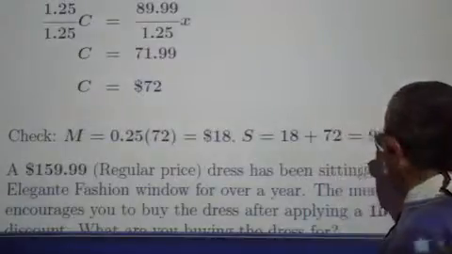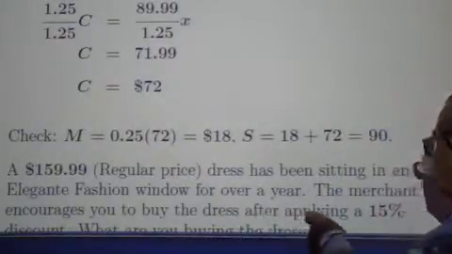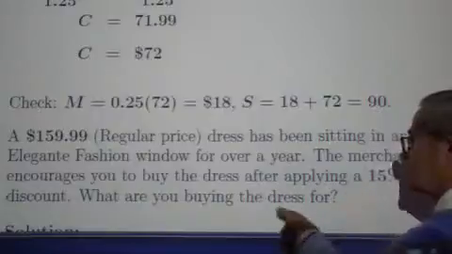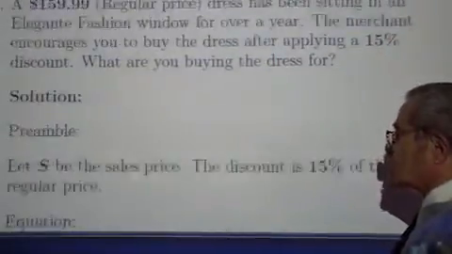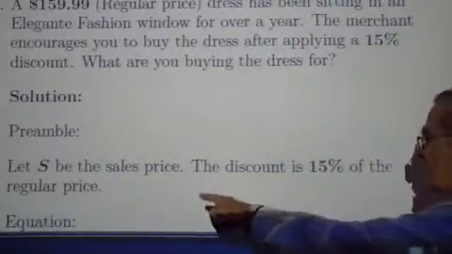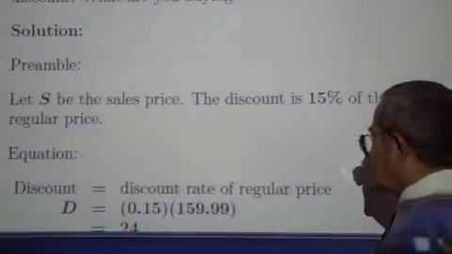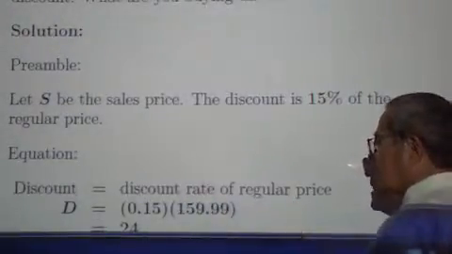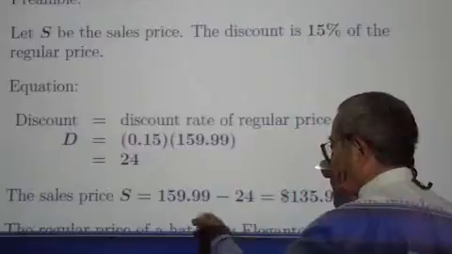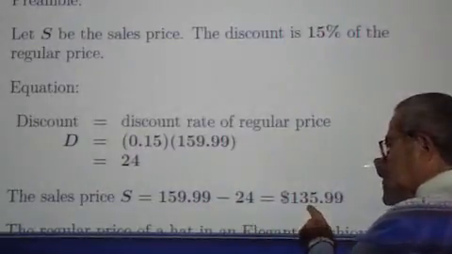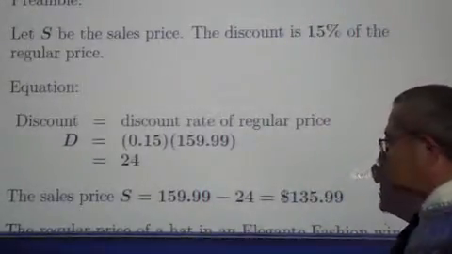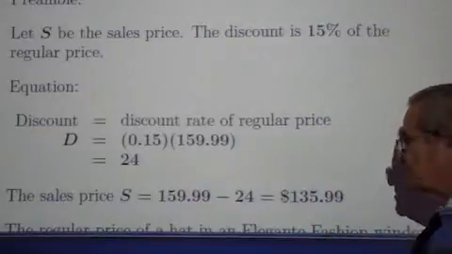A $159.99 regular price dress has been sitting in Elegante Fashion window for a year, and the merchant wants to apply a 15% discount. What is the sales price? Let S be the sales price. The discount is 15% of the regular price, the before discount price. The discount is discount rate of regular price. The rate of the regular price, that's $24 markdown. And when you subtract $24, you're left with $135.99. That's what your merchant wants to sell the dress for in order to get rid of it.